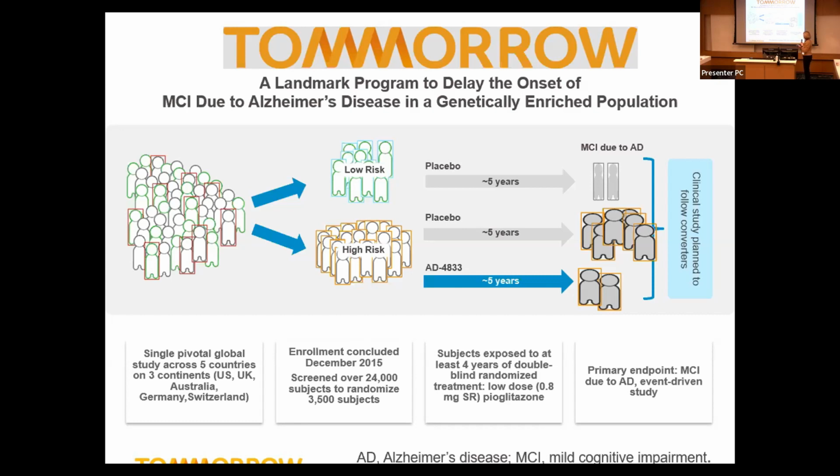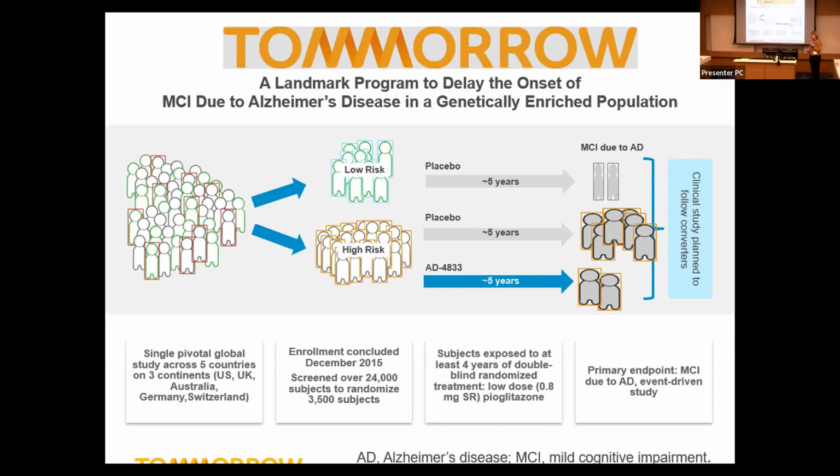How do we do that? We basically have a starting population here. There are going to be more people that were selected and enrolled in the study who are at high risk, so that's why you see a bigger population here of high risk. There's also a smaller group of people who are low risk.